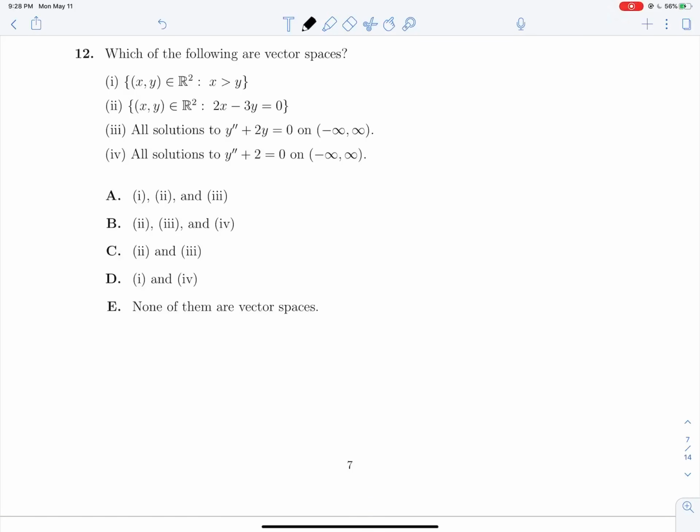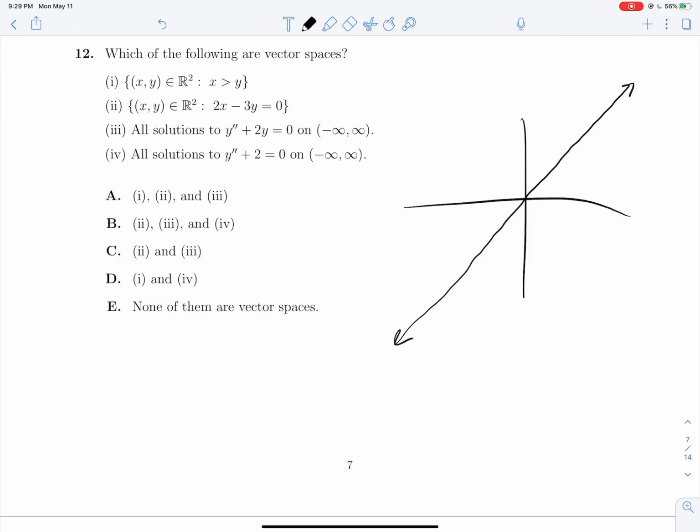Which of the following are vector spaces? Ooh, this is an interesting one, because in MA 265 and 266 we never deal with these kind of things, differential equations as vector spaces. But this is kind of cool, so I think we can work through this fine. But let's start with number 1. So all of the points in R2 such that x is greater than y.